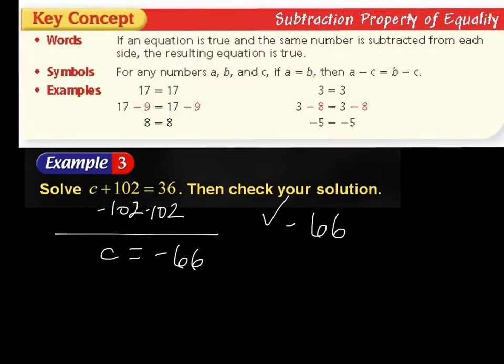Substituting back into my original equation, where there was a c, I'm putting negative 66 plus 102. I really hope this time it works. And sure enough, negative 66 plus 102 is 36. The signs are opposite, so we subtract. Yay! Check step worked.